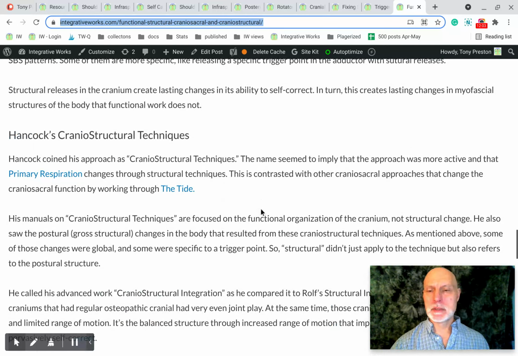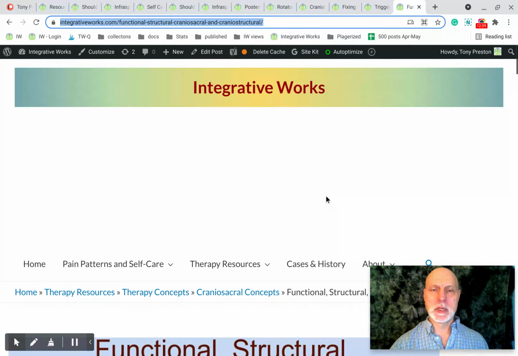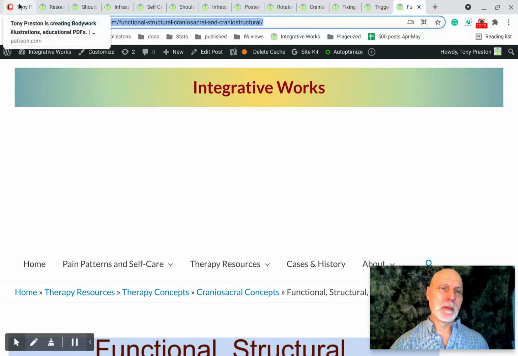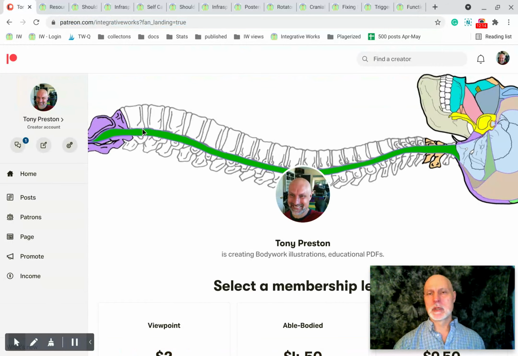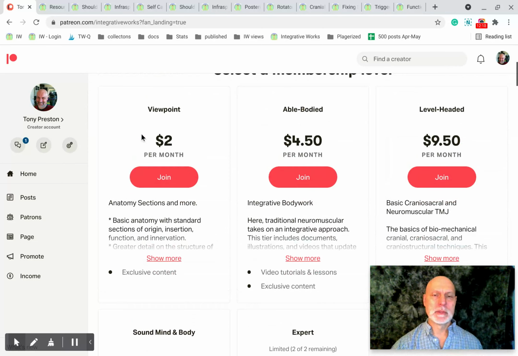These pieces are made for therapists and are available to people who have a Patreon subscription to us. Those Patreon subscriptions are available at different levels. The first level is the viewpoint level. It allows you to see some illustrations.